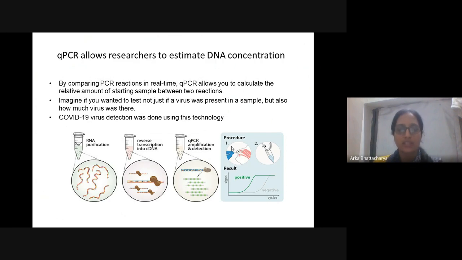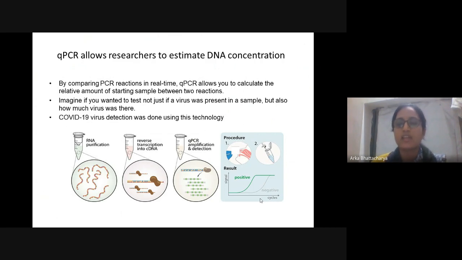What happened in this technique was the basic principle which we have previously discussed. We purified the RNA from the swab which we collected from the patient, and then we transcribed it into cDNA, and the cDNA acted as the template. With the help of qPCR, we amplified and detected. If you can see in the graph, the result part, signal to cycle, the green line is showing positive and the gray line is showing negative.